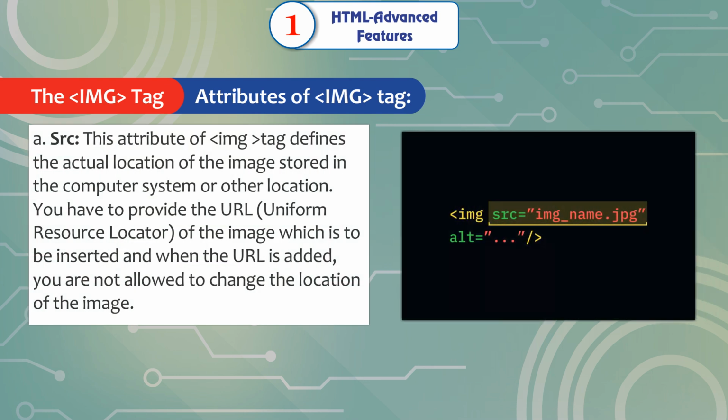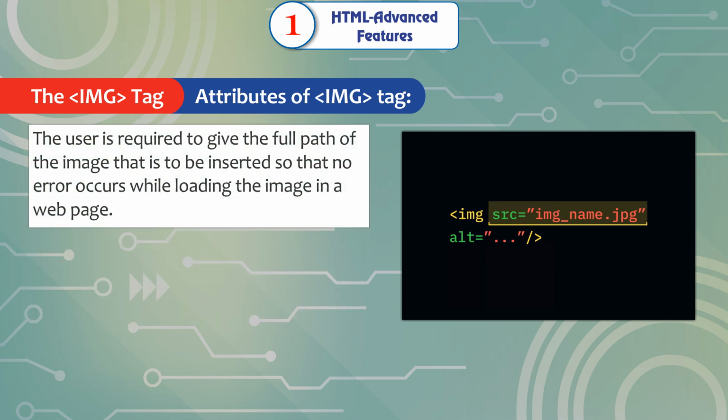A. SRC. This attribute of the image tag defines the actual location of the image stored in the computer system or other location. You have to provide the URL, Uniform Resource Locator, of the image which is to be inserted, and when the URL is added, you are not allowed to change the location of the image. The user is required to give the full path of the image that is to be inserted, so that no error occurs while loading the image in a web page.